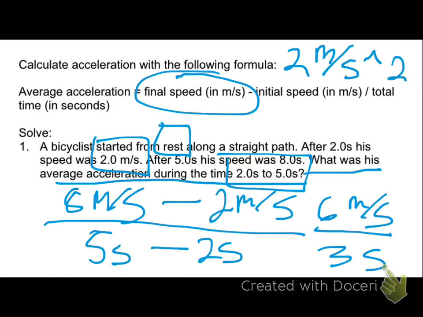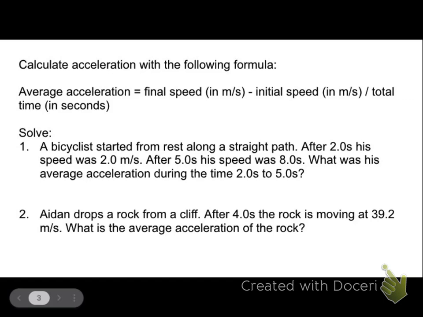Okay, now that we have done this, I want you to attempt the second problem underneath this one on your own. All right. The next problem says Aiden drops a rock from a cliff. After 4 seconds, the rock is moving at 39.2 meters per second. What is the average acceleration of the rock?